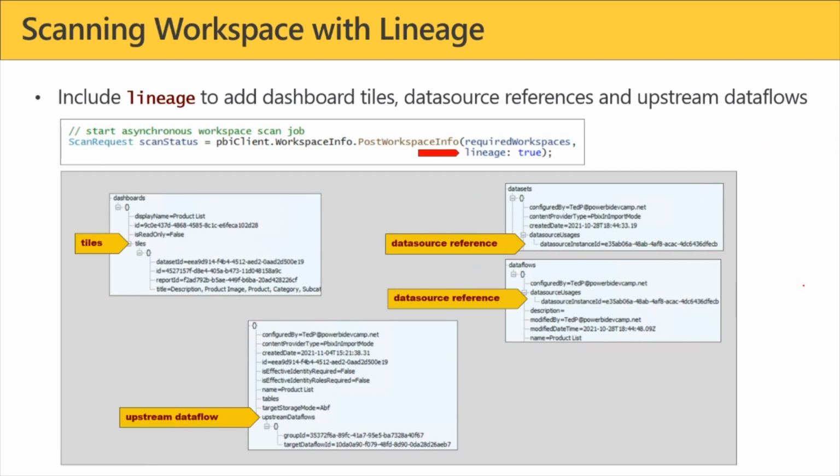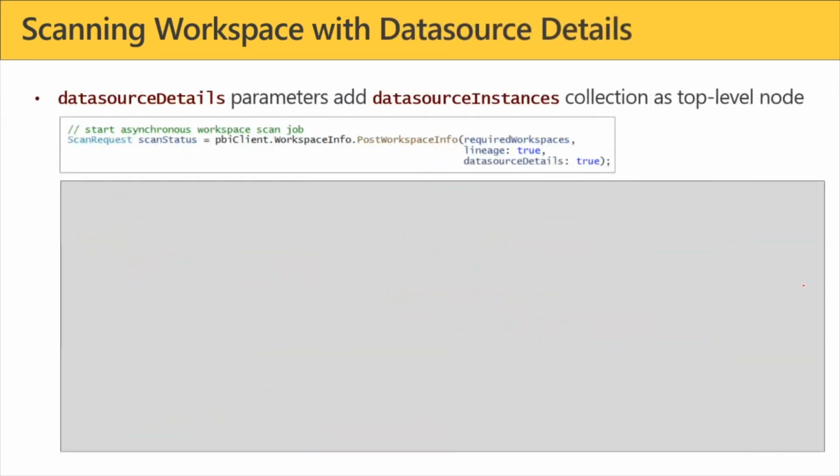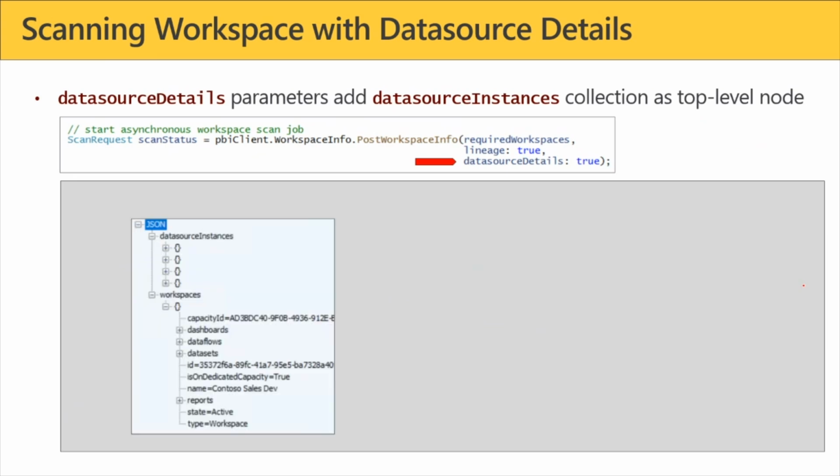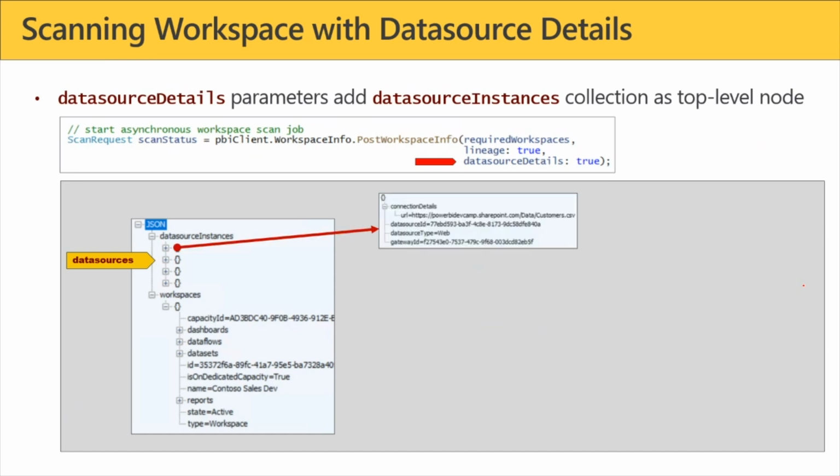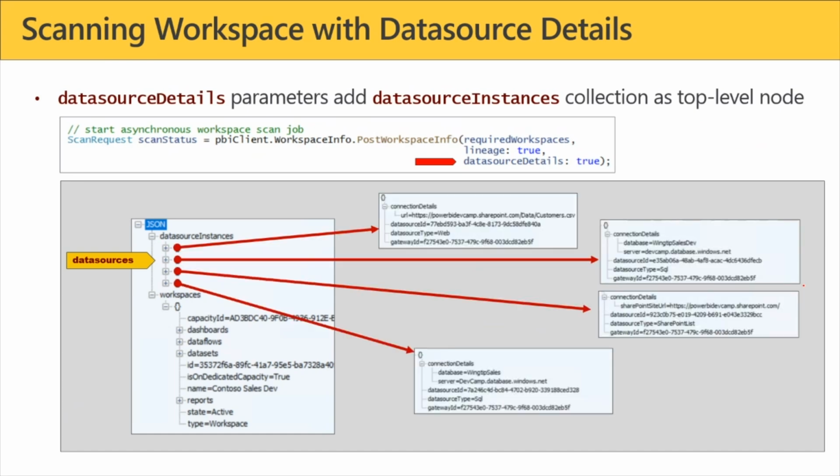So now the second thing we want to do is, in addition to lineage, let's add data source details. Now, when we do that, first of all, look over here at the data that gets returned. Typically the top level node is Workspaces, but now we're going to pass another top level node, data source instances. And for any data source used in this workspace or any workspaces in the scan set, you're going to be able to quickly see what the details of those data sources are. So once again, it's just a great way on a workspace by workspace basis to see where users are connecting to data.